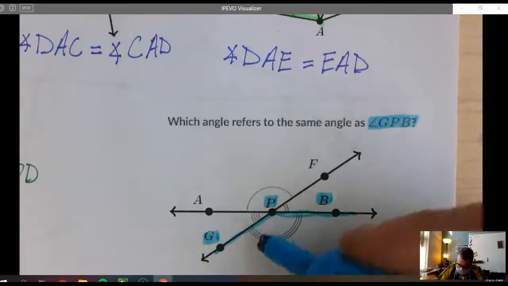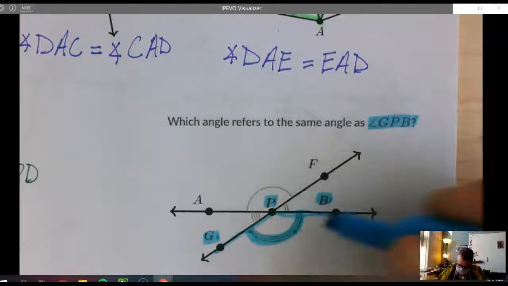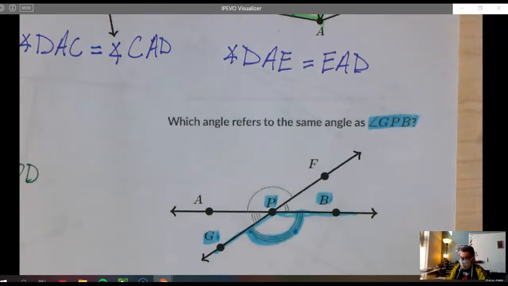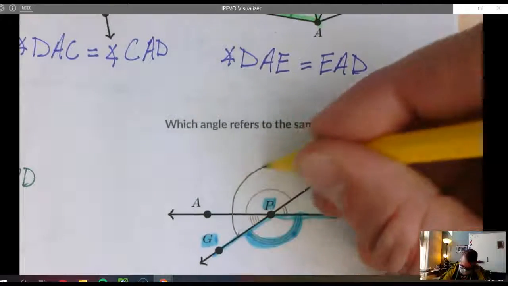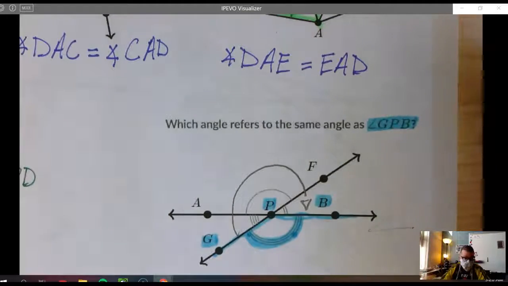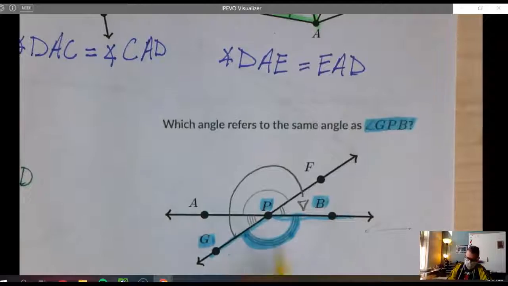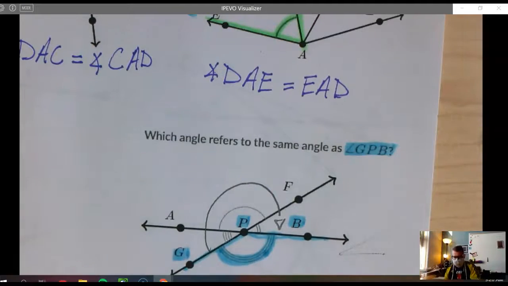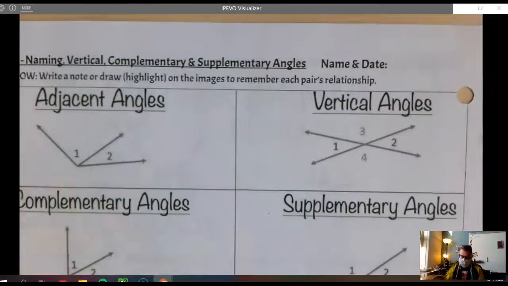Now wait a minute. Why is it not the big angle on the outside? Well, we normally are talking about the angle under 180 degrees. So even though GPB could connect around this way, we're almost always talking about the small angle. Sometimes there are other ways to talk about it too, but we're pretty much always talking about the one that is less than 180 degrees. We don't often talk about angles bigger than 180. So take a moment to look at these different angle types.